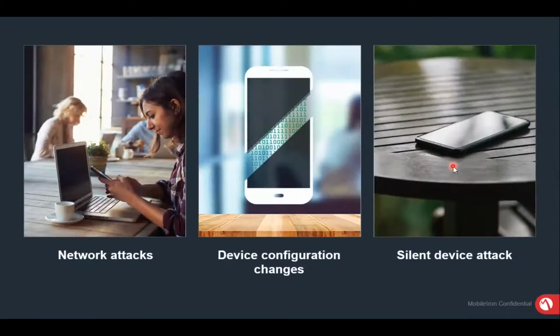Let's see some real world examples. So these are the three main attack categories. We'll see them one by one in detail: the network attacks, the device configuration, and the silent device attack.